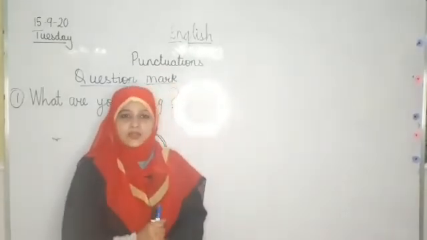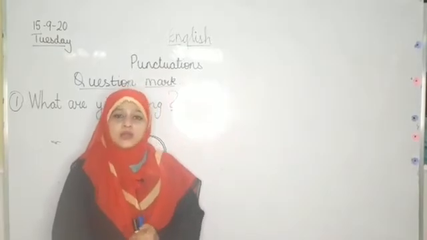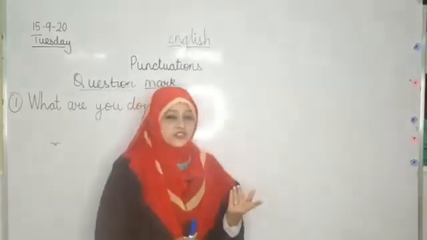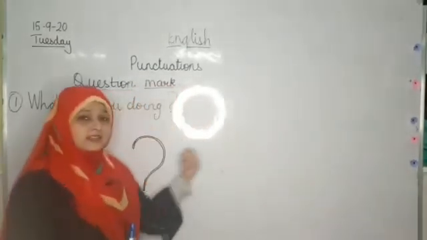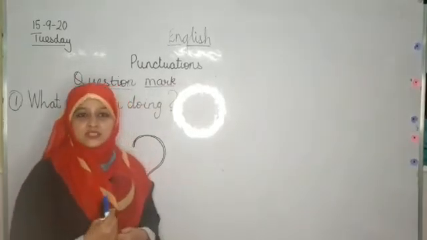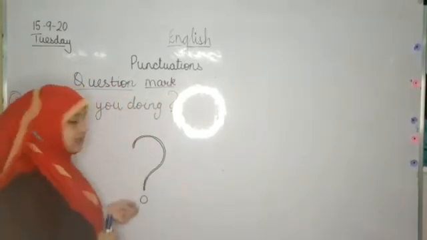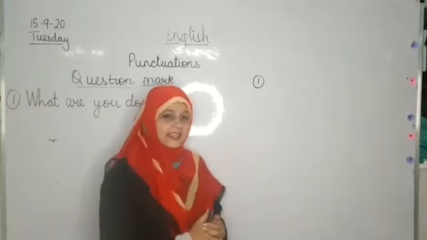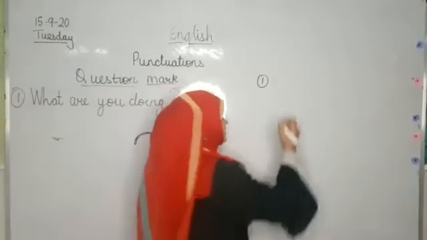you a question. What are they asking you? They are asking you a question. When that question is asked, when that sentence is over, when it is a question, and we put a question mark in the end. So let's take some few examples of it. Let's see.